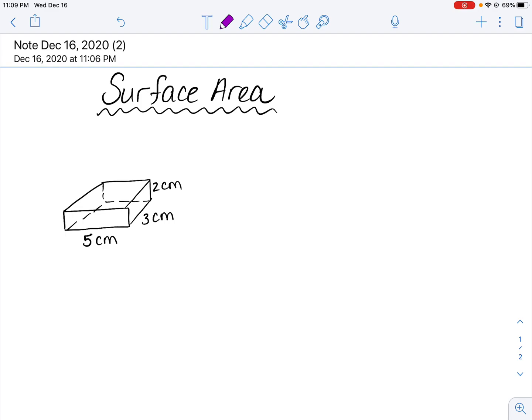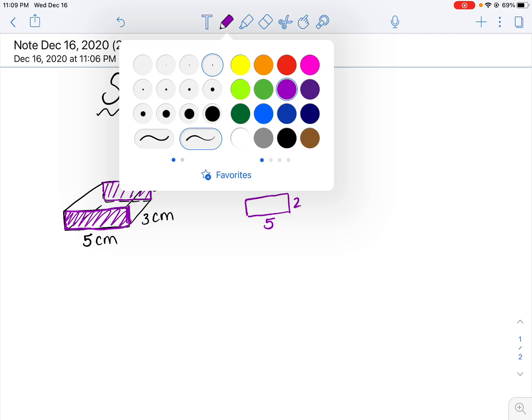We have this front piece right here that you can see. If I just take that off, I'll put it right here. The dimensions of this front piece are 5 centimeters by, the height is 2. And I actually have 2 of those pieces. See, I have one at the back also. So I've got 2 of those pieces, 5 by 2.